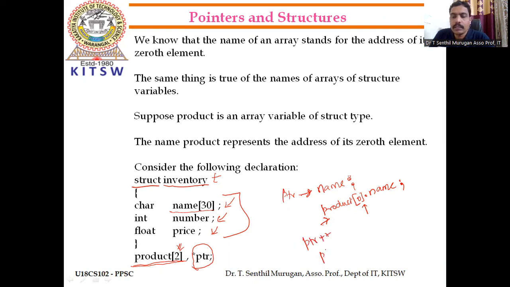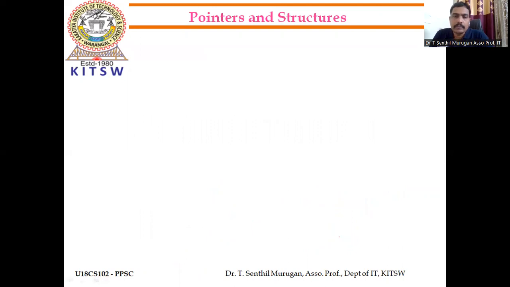So what is the meaning of that? The pointer plus 1 means it is pointing to the next product of the structure. Okay, it is not pointing to the second member. It is pointing to the second product. You just understand that pointer concept. So if you are using the pointer, it is pointing to the first member of the first product. If you are using pointer plus 1, it will find the first member of the second product. Okay, you just remember it.